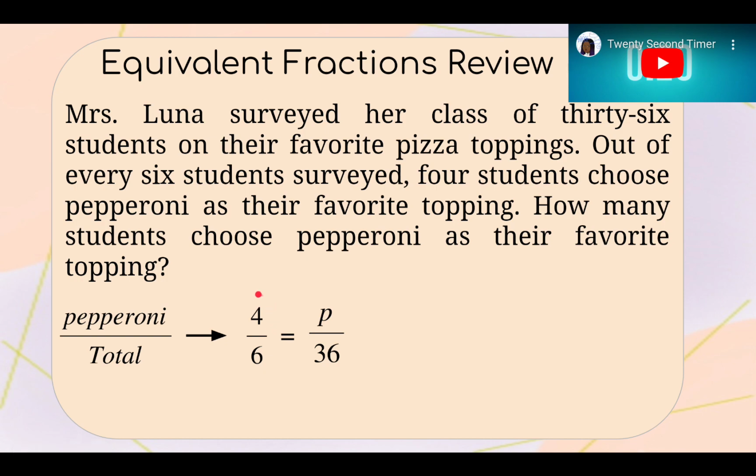Since my left hand side is completed, I'm going from left to right. And since both my denominators are known, I'm going to figure out what I have to do to get from 6 to 36. 6 times 6 will give me 36. Therefore, whatever I do to the denominator, I must also do to the numerator. So I'm going to multiply by 6 on the top. 4 times 6 will give me that P equals 24.